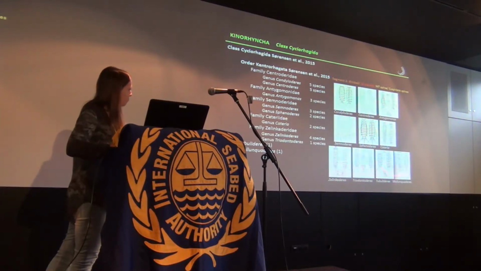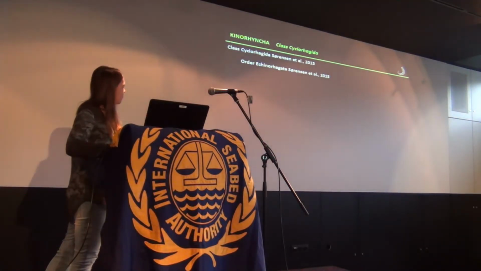We have a lot of different morphotypes in this order, but as I said previously, we can find some difference in segment 1 and in the presence of the mid-terminal spine, related with the length of the lateral-terminal spine.